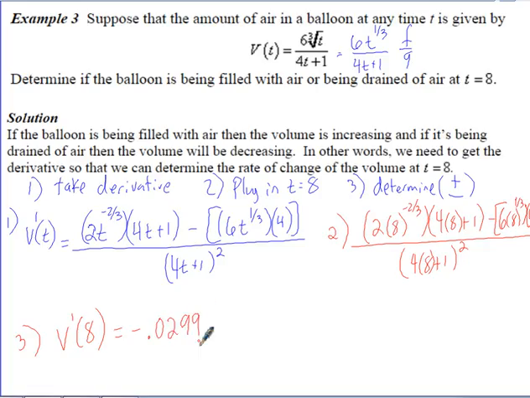Okay. So when x is 8, we got negative 0.0299. Is that right? 289. So actually the point was what? The point is that this number is negative. So then you have to interpret that. So what does that mean?